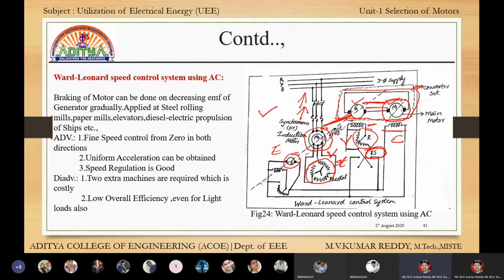The main field of the motor is connected to this exciter, and excitation is given. Using this rheostat, speed is varied. Input is given through motor M2. This motor may be a synchronous motor or an induction motor. And this is the exciter.